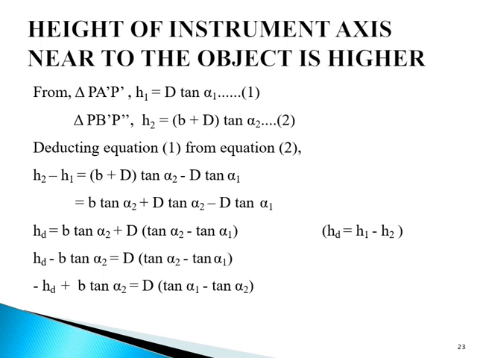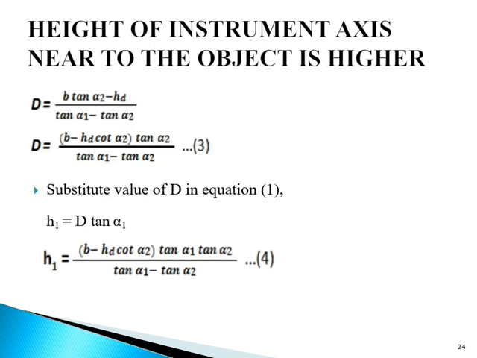Further simplifying it, b tan alpha 2 plus d tan alpha 2 minus d tan alpha 1. Now we already know HD is equal to h1 minus h2, so HD will be b tan alpha 2 plus d into bracket tan alpha 2 minus tan alpha 1. So HD minus b tan alpha 2 is equal to d into tan alpha 2 minus tan alpha 1. So minus HD plus b tan alpha 2 is equal to d into bracket tan alpha 1 minus tan alpha 2. Further simplifying the equation, d is equal to b tan alpha 2 minus HD divided by tan alpha 1 minus tan alpha 2.